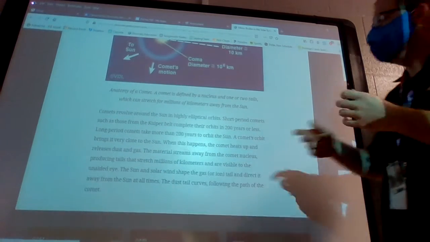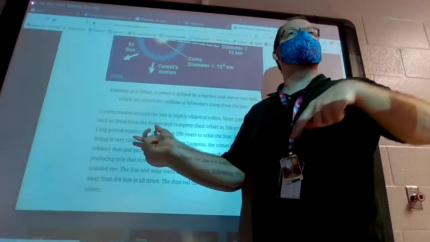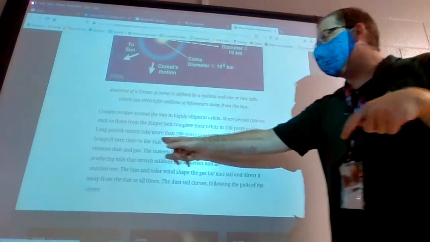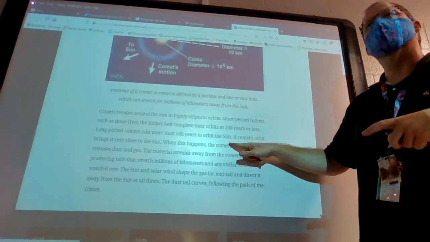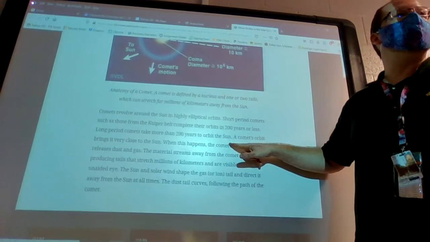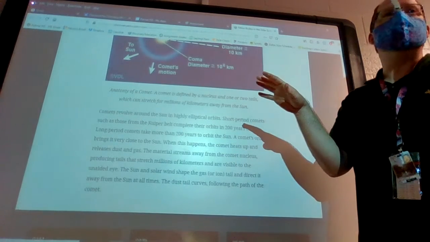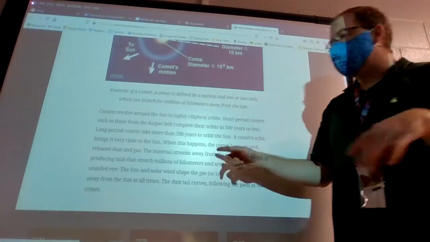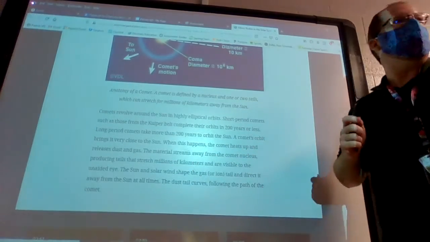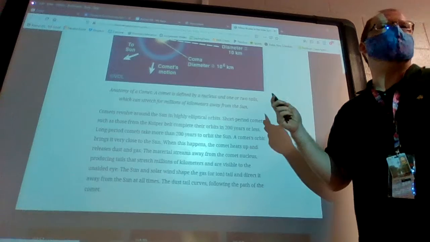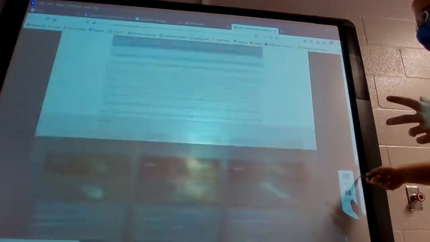So they talk about comets. We have long period comets and short period comets. The long period comets take more than 200 years to orbit the sun. So if you happen to be able to see one of those, you're probably only going to see it once in your lifetime. Short period comets can come by more often, and you might be able to see them 2 or 3 times in your lifetime.